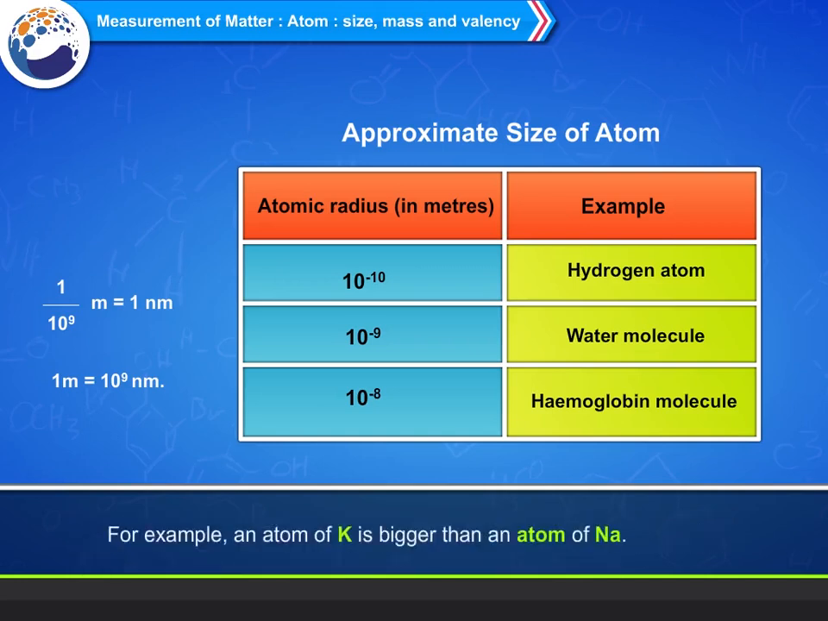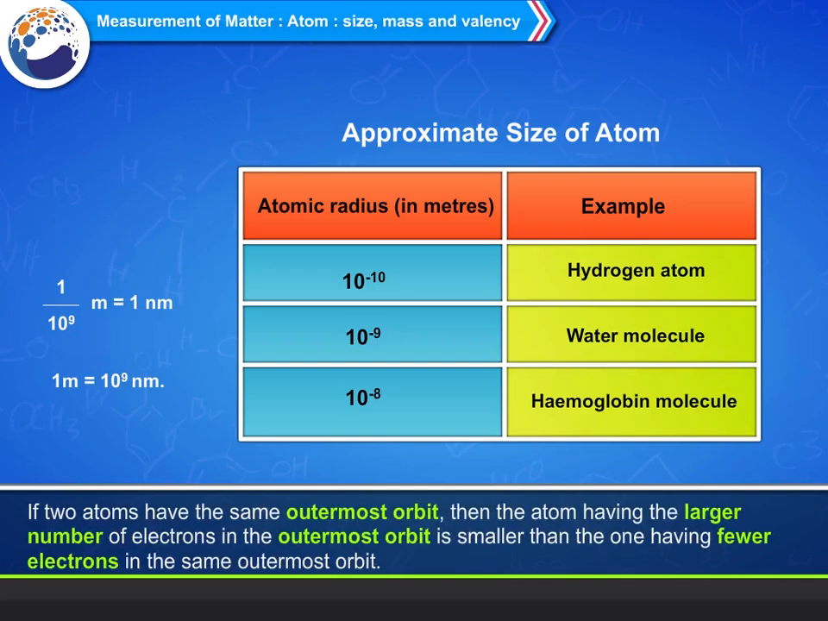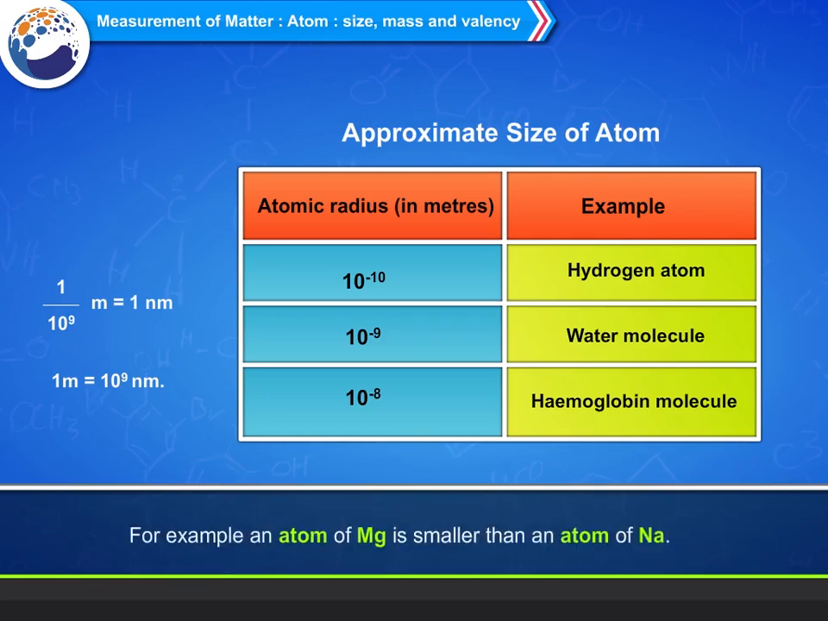For example, an atom of K is bigger than an atom of Na. If two atoms have the same outermost orbit, then the atom having the larger number of electrons in the outermost orbit is smaller than the one having fewer electrons in the same outermost orbit. For example, an atom of Mg is smaller than an atom of Na.